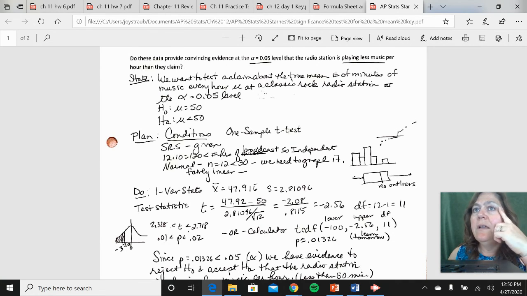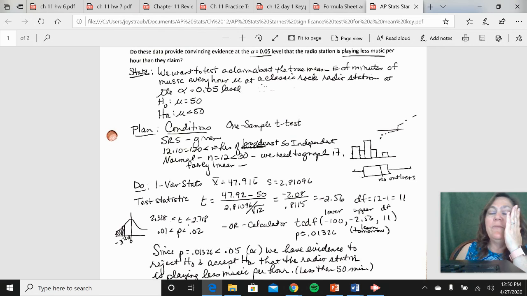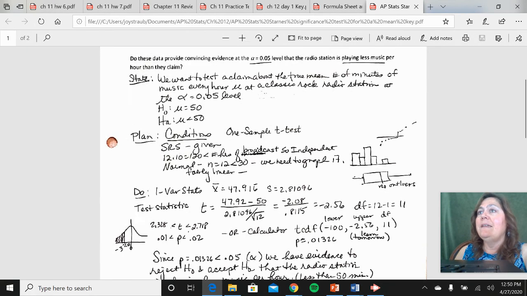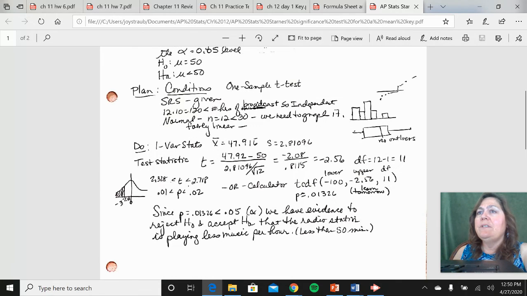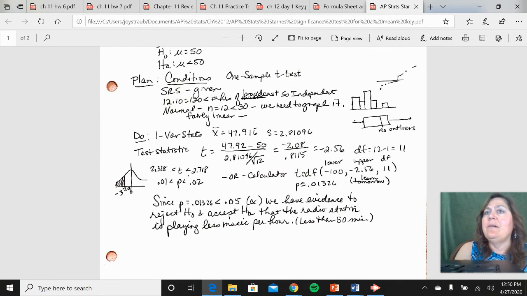It's a mu. Do I mean? Yeah, the true mean at a classic rock radio station, at the alpha is 0.05 level. There's your H0, and your Ha is that mu is less than 50. Okay. So here's your conditions and your procedure. It's a one sample t-test.